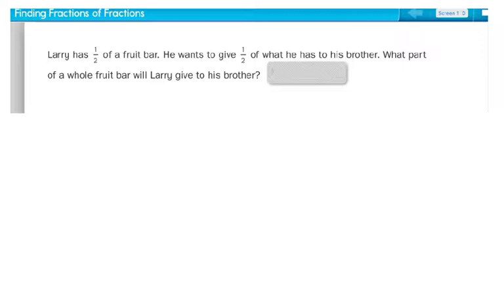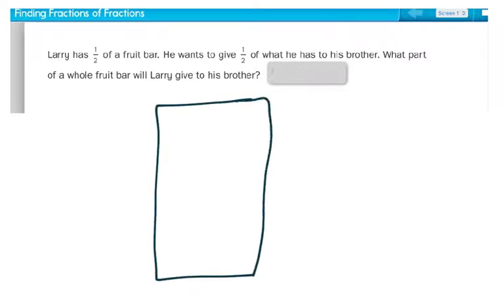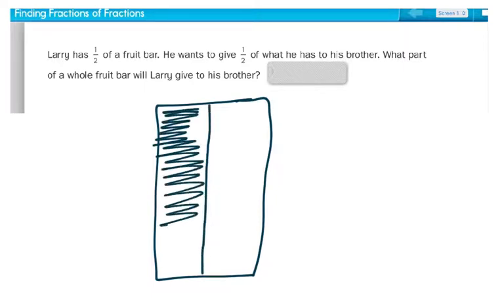Again, wipe off your whiteboard. We're not quite into our math journal yet. So Larry has half of a fruit bar. He wants to give half of what he has to his brother. What part of the whole fruit bar will Larry give to his brother? So let's go ahead and let's draw that fruit bar. So draw this on your whiteboard. He only has half of the fruit bar. So go ahead and let's shade in half of that fruit bar.